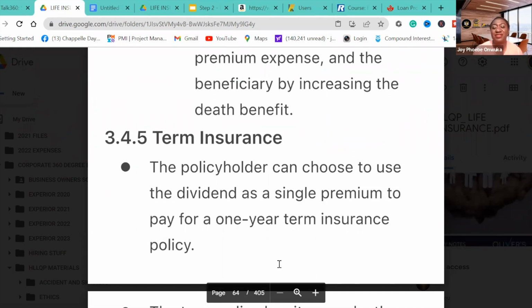So we are moving on to term insurance. Now we can use our dividend to take on a temporary insurance. The policyholder can choose to use the dividend as a single premium to pay for a 1-year term insurance policy. For example, if you need a 1-year temporary insurance of 100,000 and the premium is 1,000, you can use your dividend of 1,000 to pay off that 1-year term insurance. That is simple.